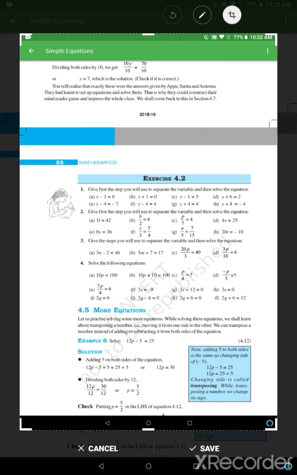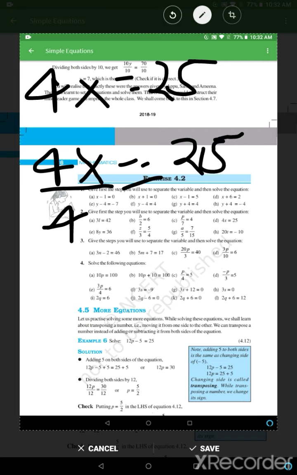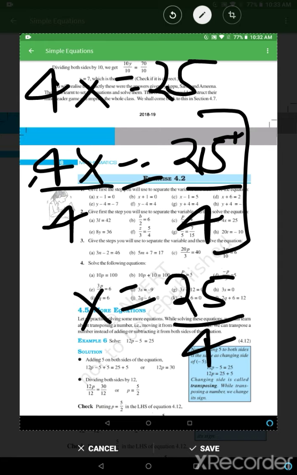Now d, which is 4x is equal to 25. Here we will divide it by 4. 4x upon 4 is equal to 25 upon 4. So 25 is not divisible by 4, so it will stay like this only. So the answer will be 25 upon 4. So the value of x will be 25 upon 4.